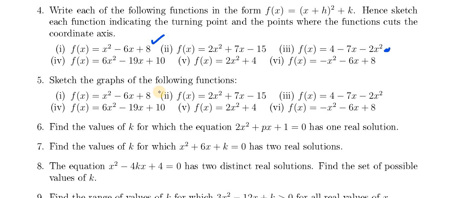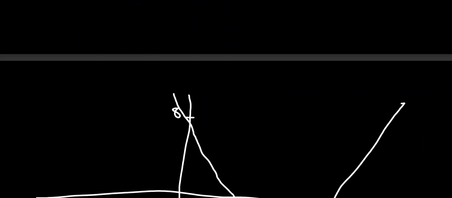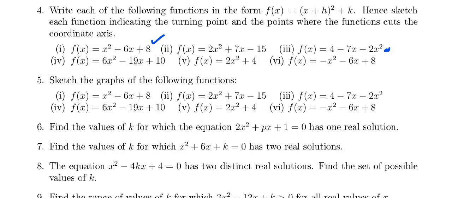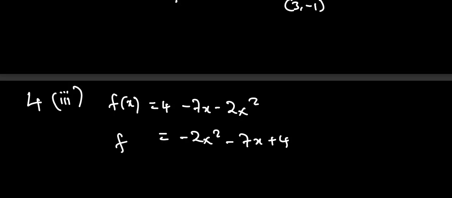What if you are given something that looks like this? What if we're given something like 4 minus 7x minus 2x squared? This is going to be the same as minus 2x squared minus 7x plus 4. This is what you're having.